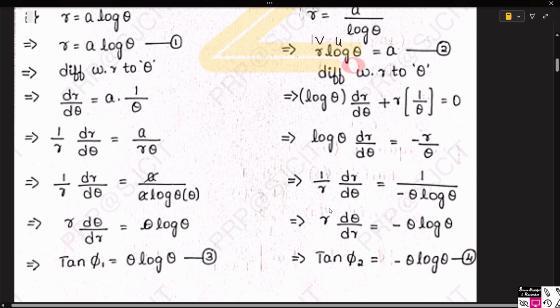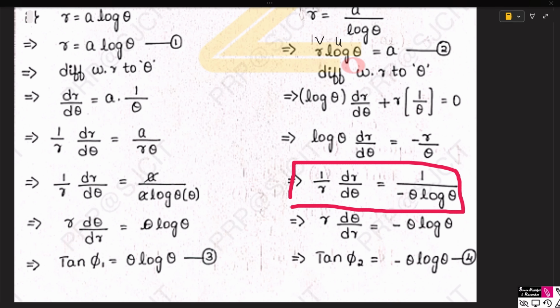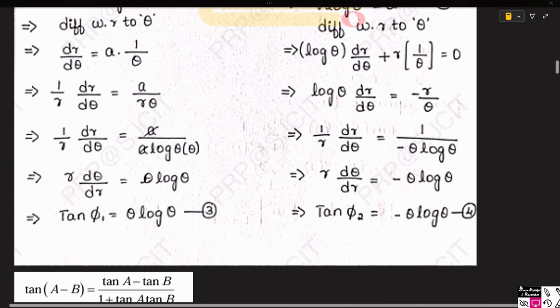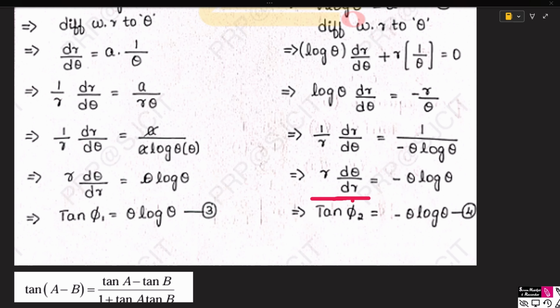Okay, right. On taking the reciprocal of this equation, we are going to get r d theta by dr equal to minus theta log theta. So we know that r d theta by dr equals tan phi. Further we have got tan phi 1 and tan phi 2.